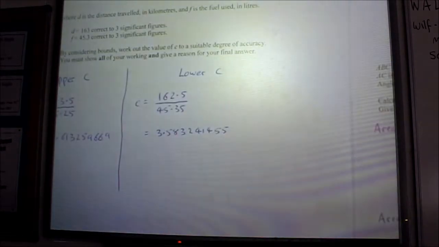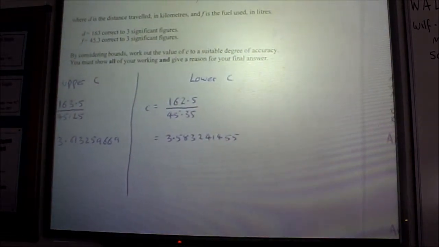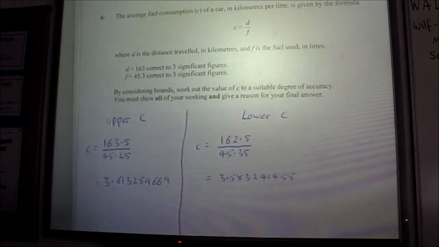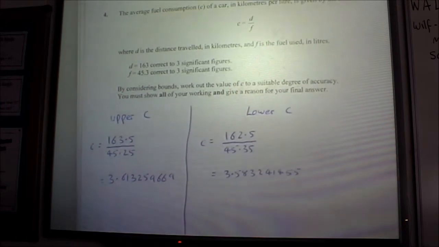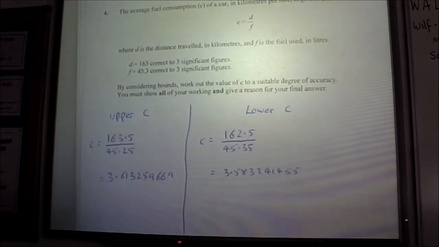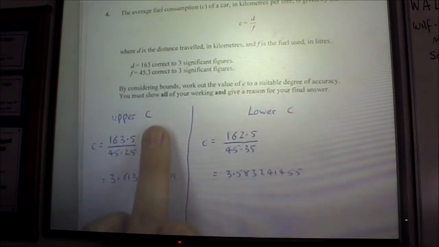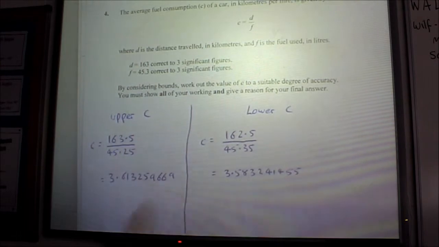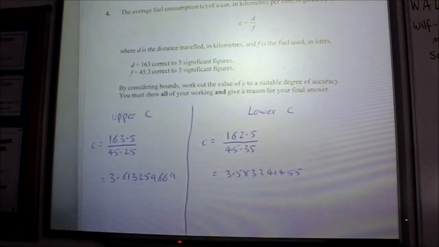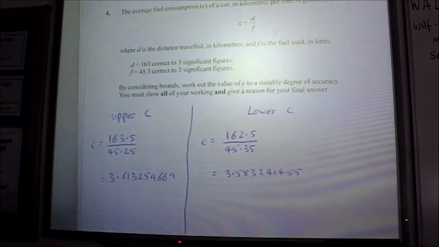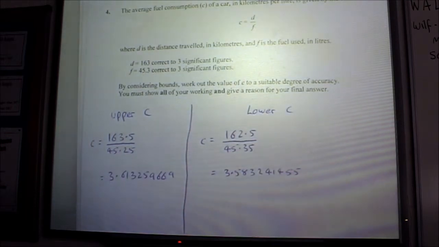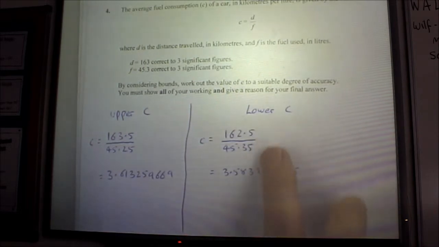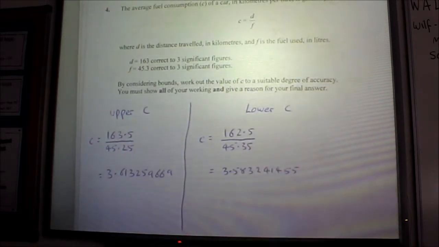The average fuel consumption of a car in kilometres per litre is given by the formula C equals D over F. By considering all the bounds, work out C to a suitable degree of accuracy. Okay, you want to find the upper bound and the lower bound. Here's how I found the upper bound. Upper C for consumption. You've got to make the top number as big as it can be, which, if that's correct to 3 significant figures, it's 163.5, and the bottom number as low as it can be. So when you do the division, the answer will be as big as it can be. The lower bound, you've got to do the opposite. So the top number needs to be as low as it could be, and the bottom number as high as it could be.